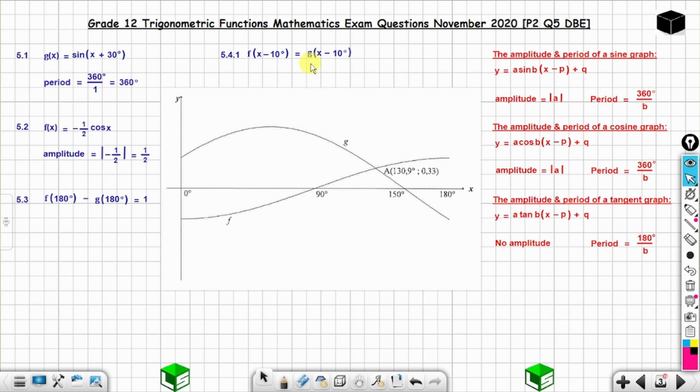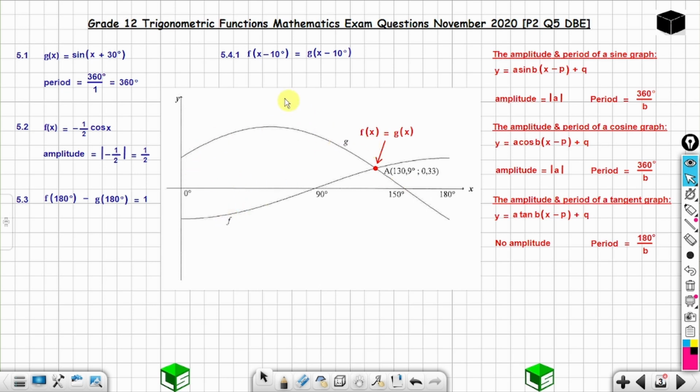What you have to understand with what you are given is that when two graphs are equal to each other, this is going to happen at the point of intersection. In this case, you can see you have the graph of f and the graph of g. So this is the point of intersection. You are given the coordinates. At this point of intersection, f of x is equal to g of x.